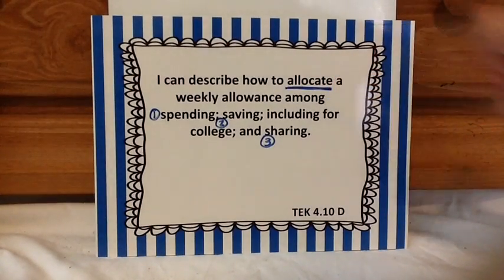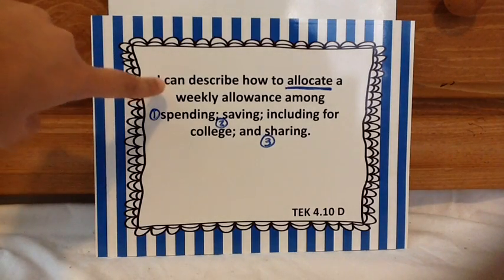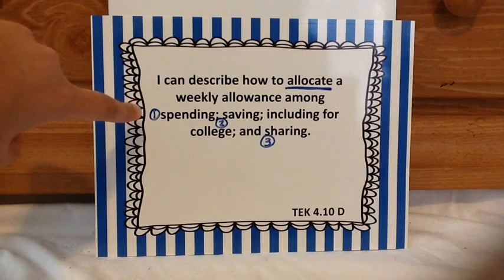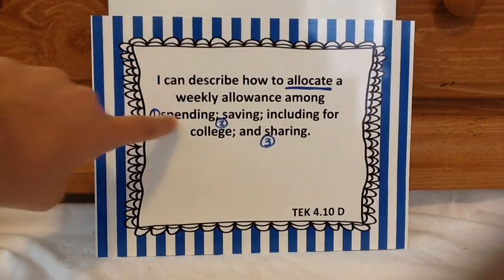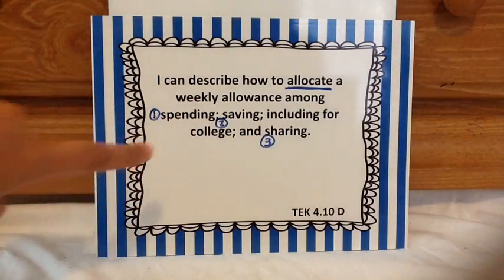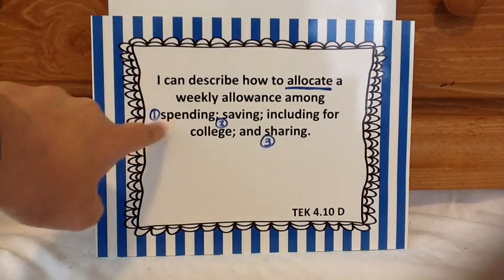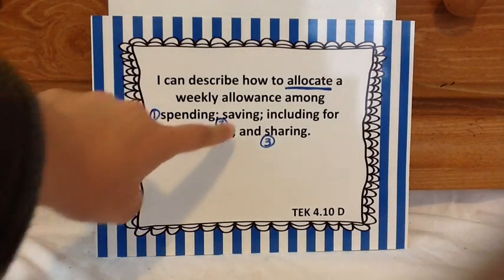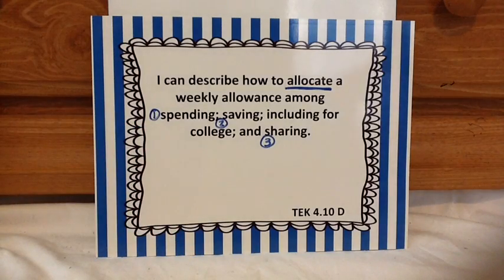So allocate means to distribute and divide up for certain purposes. And I'm going to show you different examples where you distribute and put away for spending, saving, and sharing. So spending is obviously using the money for something that you need or want. Saving is putting it away, and they're also saying including for college, and then sharing, which maybe for other purposes like charity or things like that.